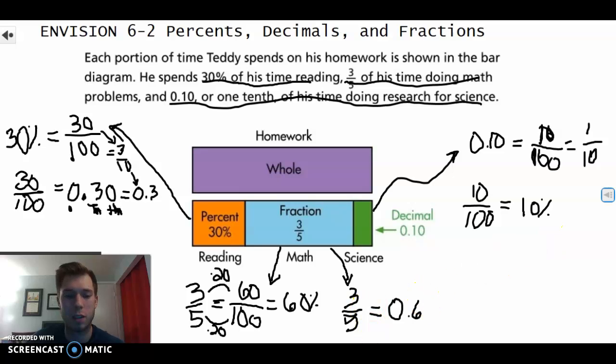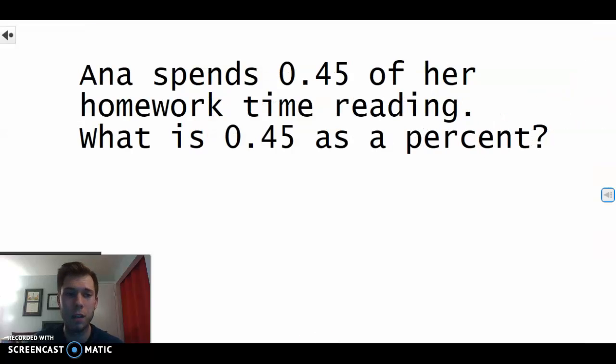Okay. Let's move on to a few more examples. So if Anna spends 45 hundredths of her homework time reading, what is 45 hundredths as a percent? I want you guys to go ahead and take a moment and see if you can figure out this one.